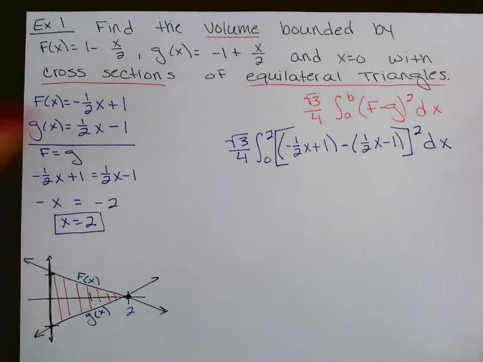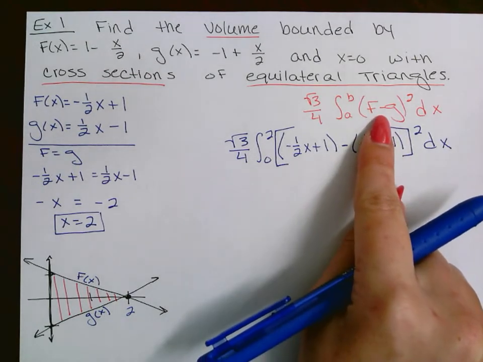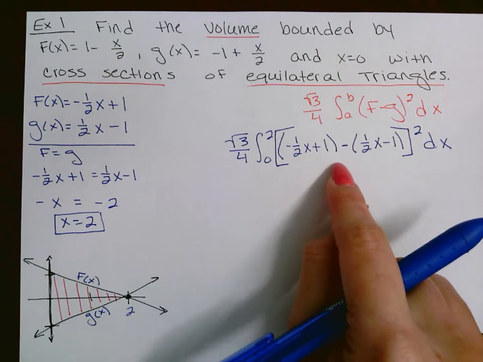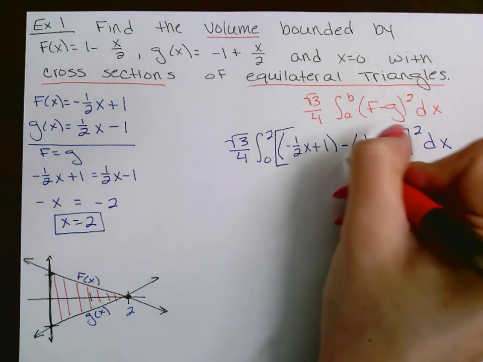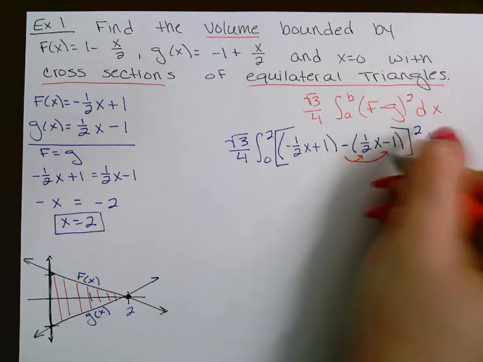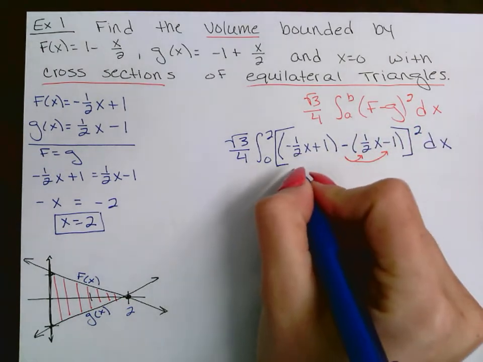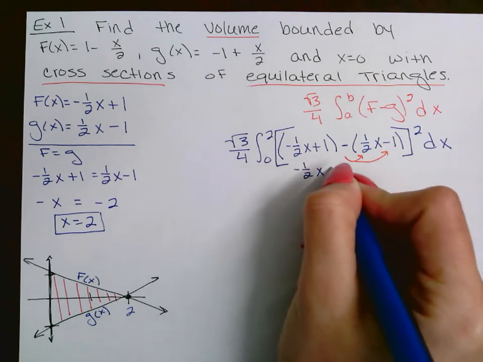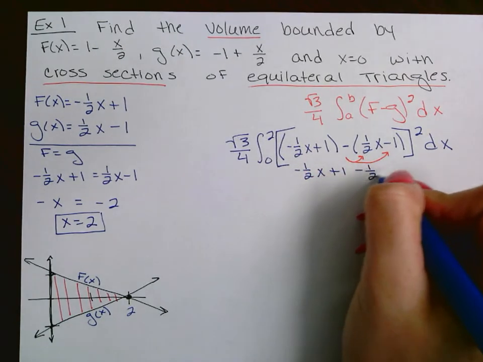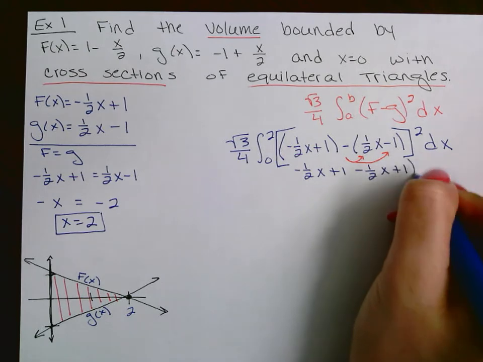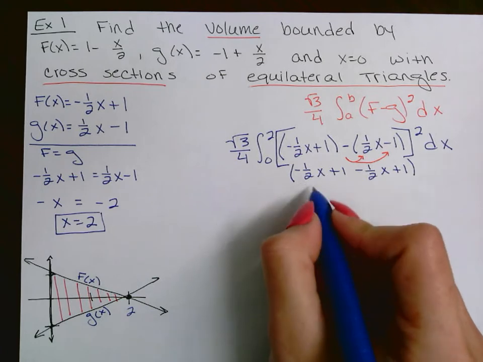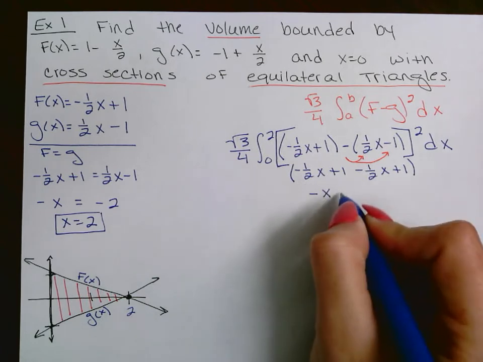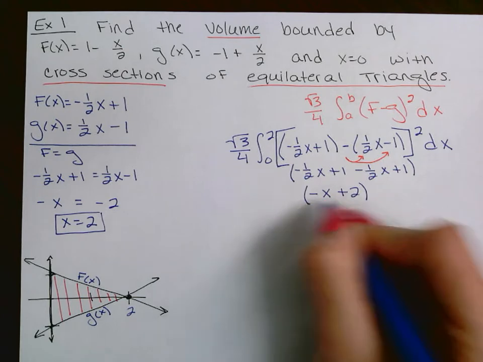Okay, so we do have a little bit of algebra and cleaning up to do. Make sure, according to PEMDAS, you do the inside of the parentheses first. So you subtract first, and then you do the exponent. Okay, so if I distribute here, so I have negative half x plus 1 minus half x plus 1. That is what I'm going to end up squaring. So I have negative x plus 2. Okay.